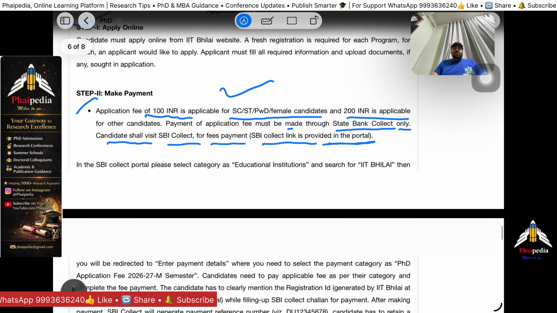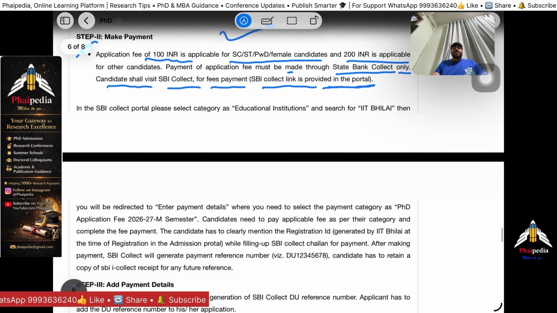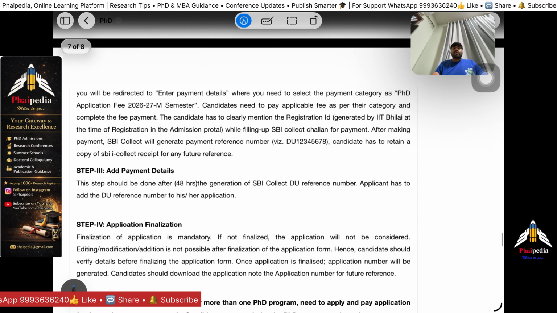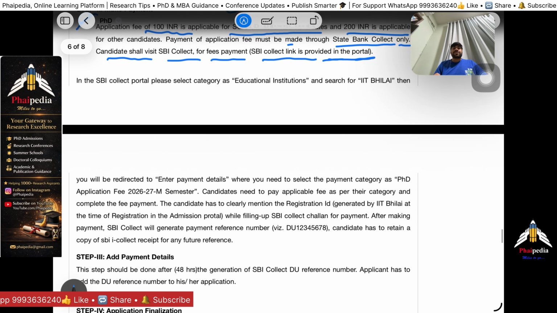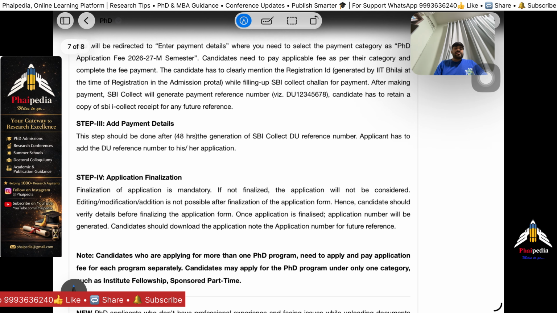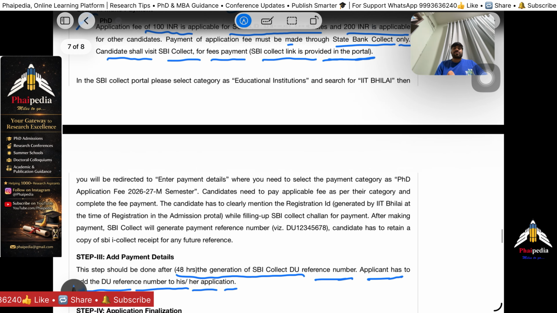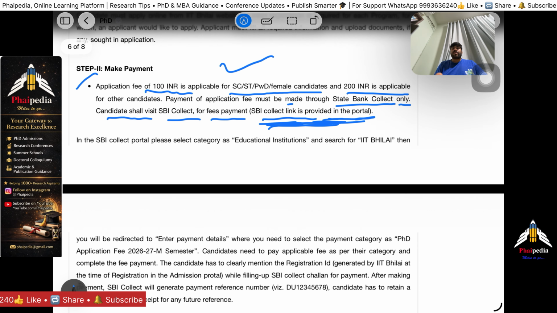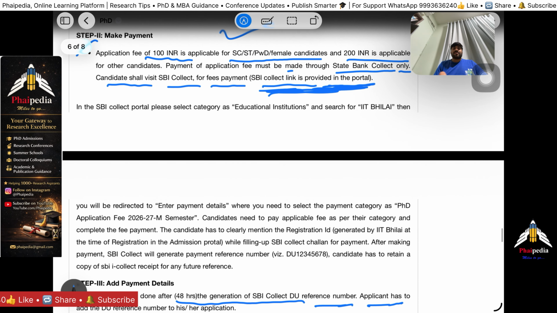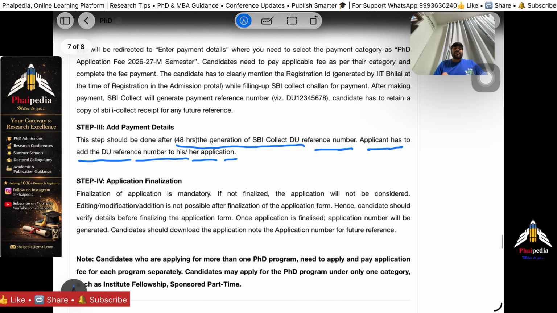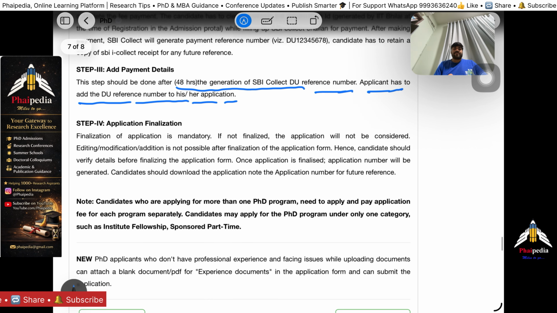Okay. Also, as mentioned earlier, if you are applying for more than one discipline, then you have to fill two different application forms. Add payment details. These steps should be done after 48 hours of the generation of the SBI Collect DU reference number. Applicants have to add the DU reference number in their application. So here you can see that the SBI Collect link is provided at the portal. From there you have to pay the application fee, and after 48 hours the DU reference number will be generated, and then you have to fill the DU reference number in your application form.